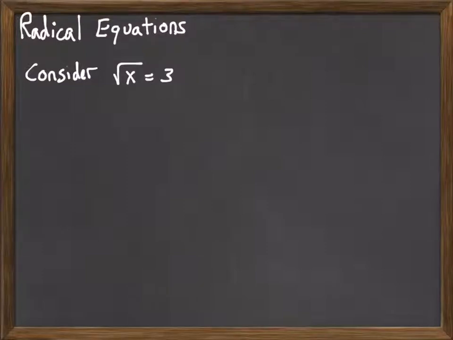Square root of x equals 3. Now we want to solve the equation. Remember, when you want to solve an equation, we want to be able to get x equal to a number. So we think to ourselves, what can I do to that square root of x to turn it into just x?